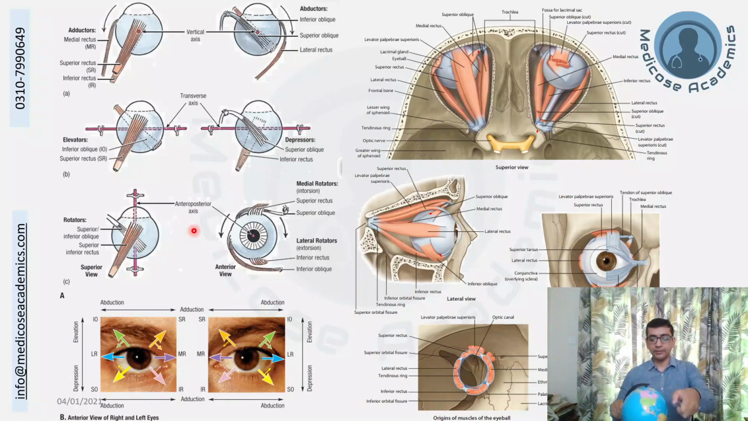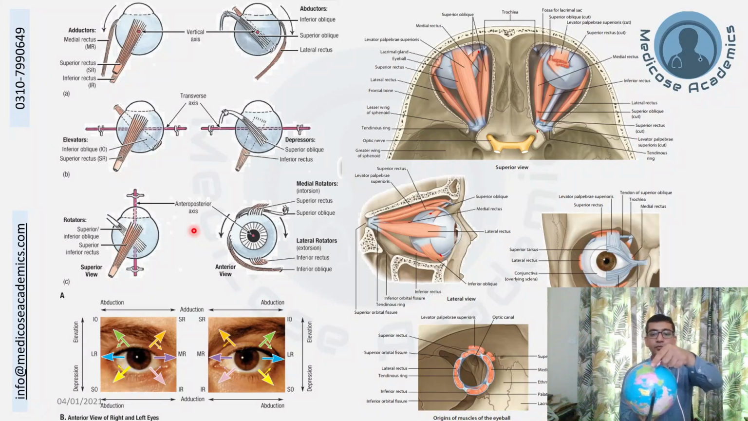Now the thing about the medial approach becomes important. When you look at the vertical axis, superior rectus is attached to the superior surface and it is coming from the medial aspect. We are talking about the right eye. When it contracts, it moves the eyeball medially. It is helping you to look medially. It is helping you with adduction.